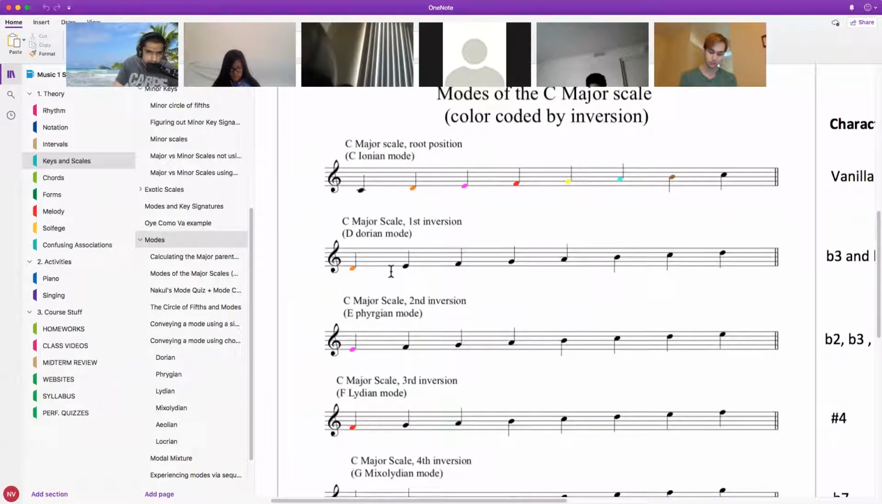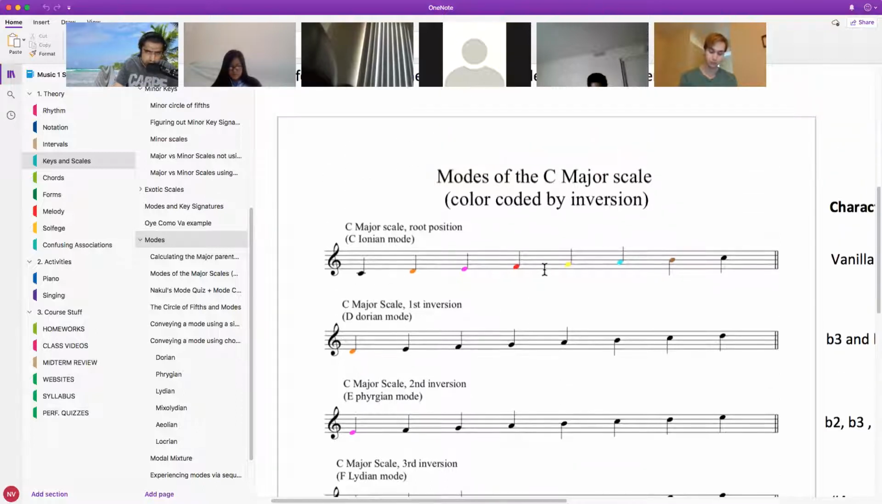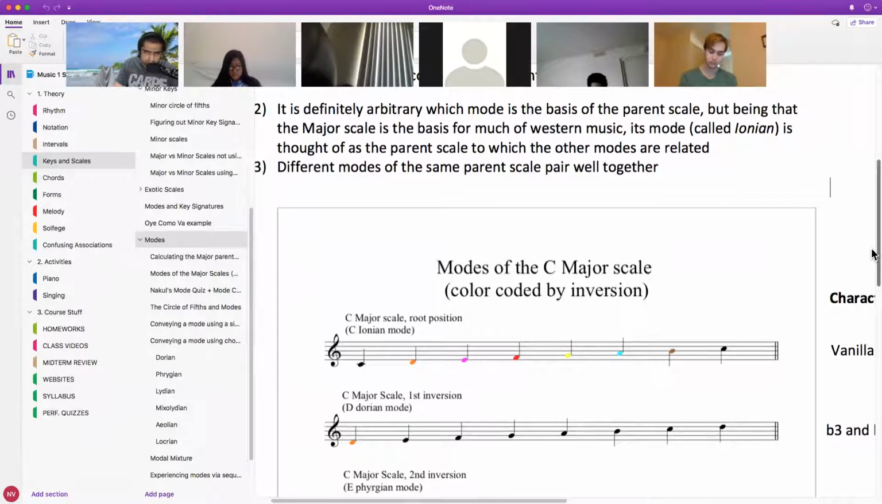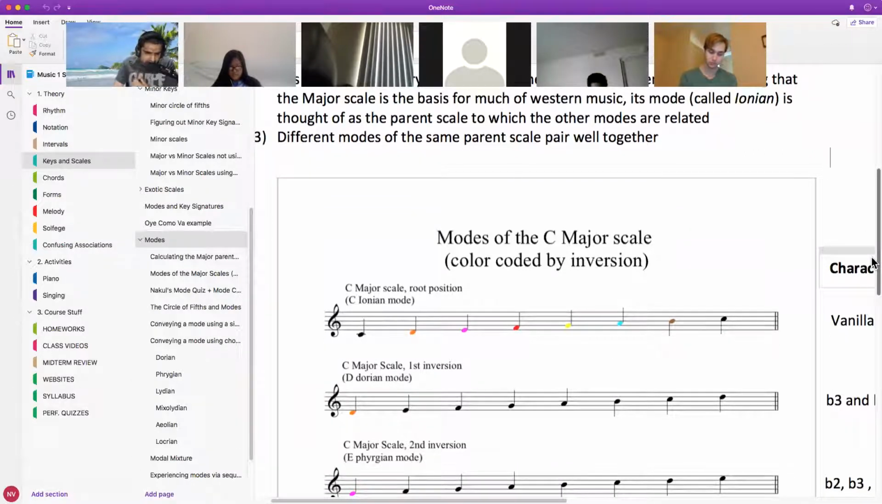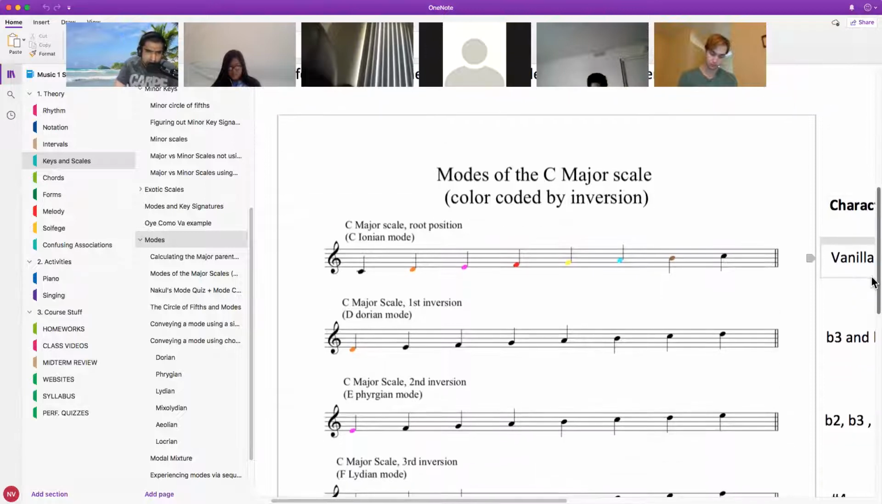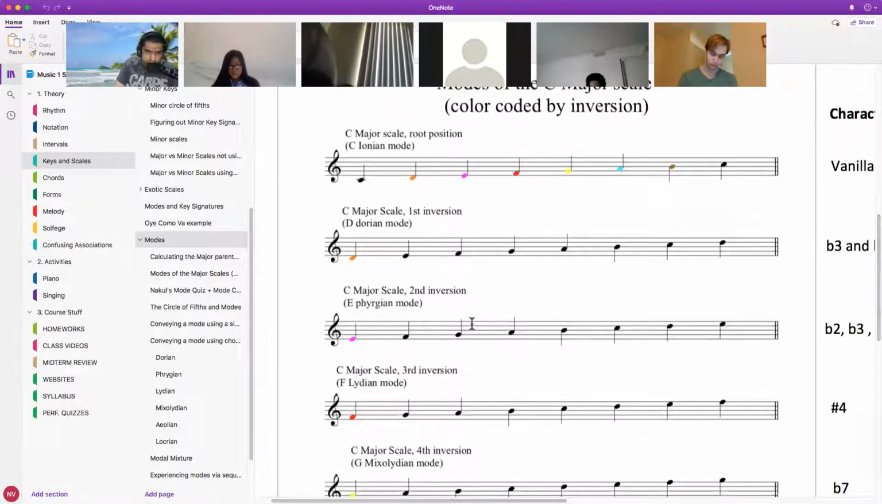So, but the usefulness of this extends beyond, well, there are differences between scales and modes, okay? I guess one way that you can think about modes is that they're organized in such a way where different modes relate to each other. For instance, the D Dorian mode relates to the E Phrygian mode. They all fit into this thing called the C major scale.